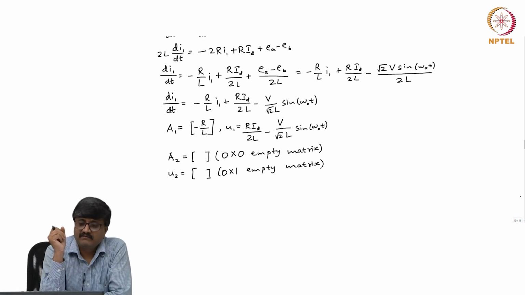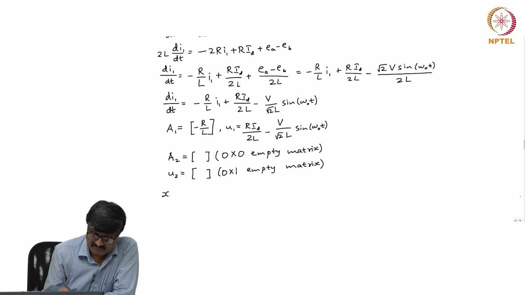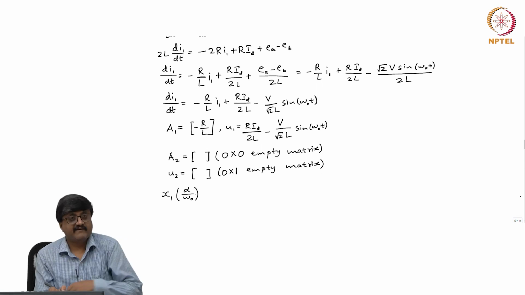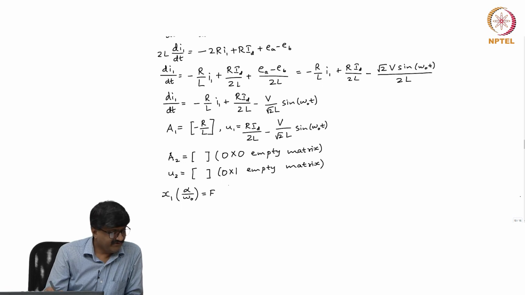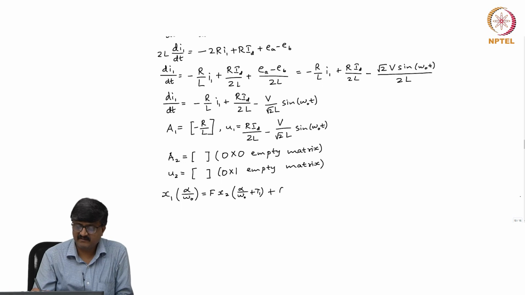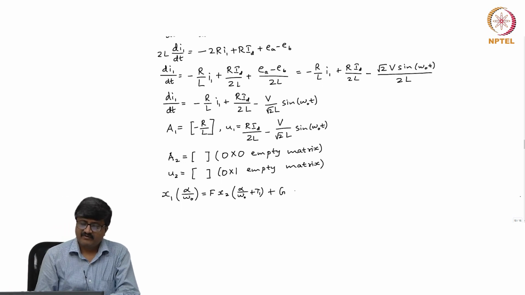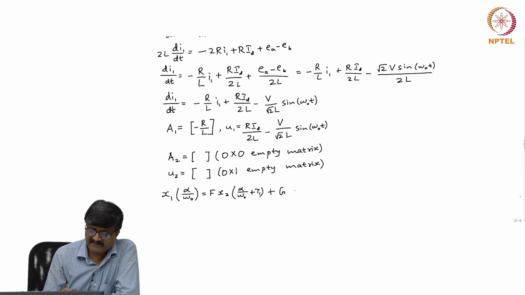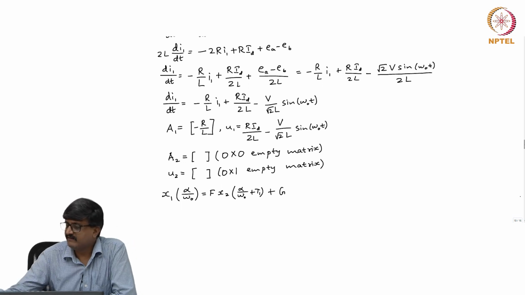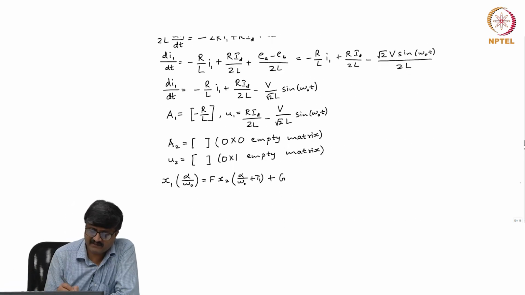Now, we have to obtain F and G. So, there is an equation relating F and G. If I take x1 at alpha by omega_o, this is equal to F into x2 at alpha by omega_o plus T1 plus G. So, I have to use this equation and find F and G. So, if I take x1 at alpha by omega, x1 is I1. So, I1 at alpha by omega_o.